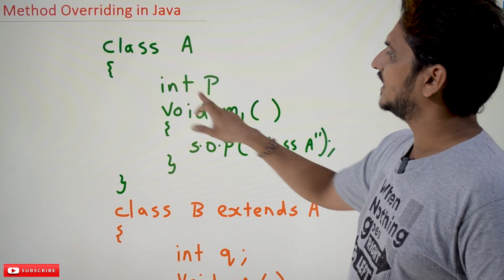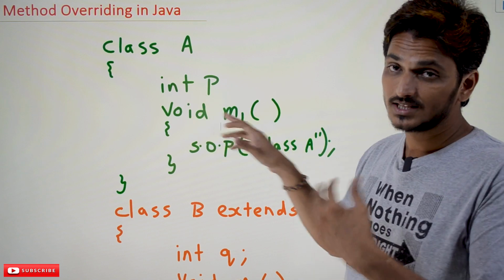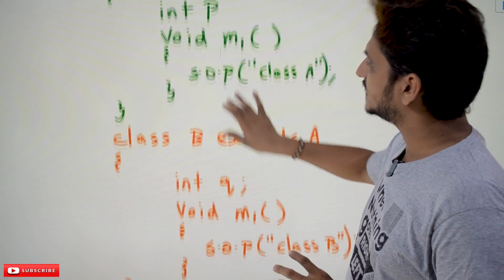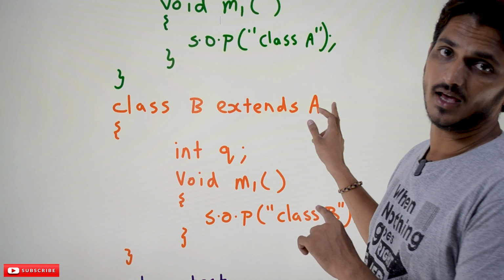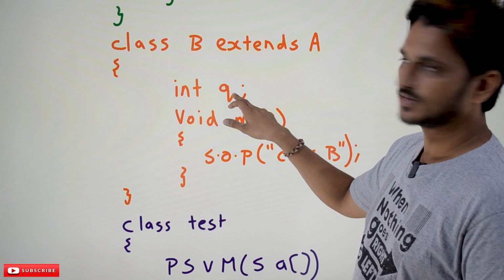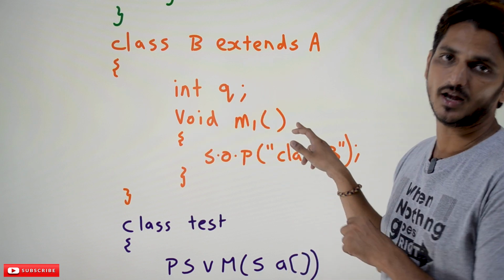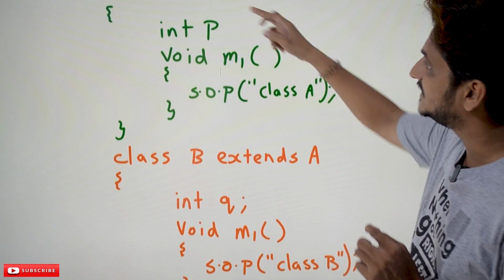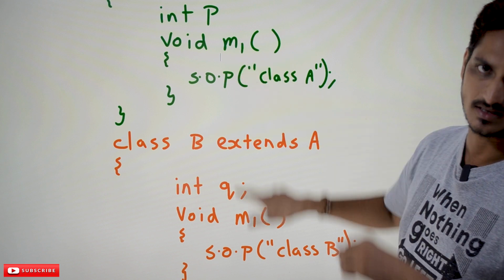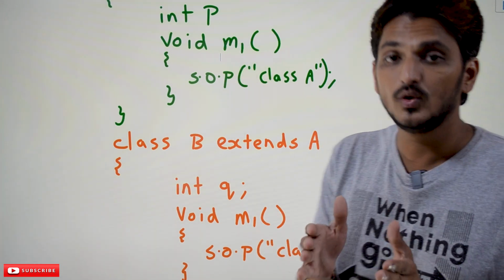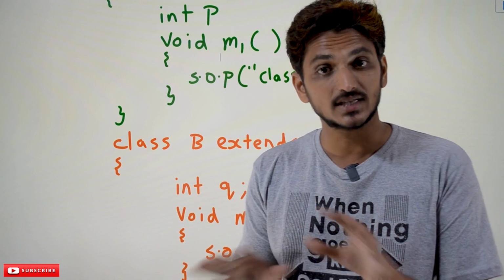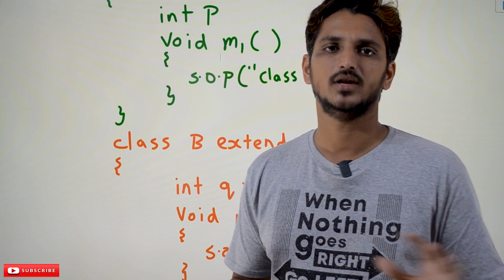Now class A, int p and void m1 of. In this class A we have an instance variable and a method m1. Let's take a class B extends A, meaning it is going to inherit class A. In this class we have an instance variable q and a method m1. So both classes, class A and class B, have the same method names and signatures. This we call method overriding. Yes, this is allowed in Java. Method overriding is allowed in Java.